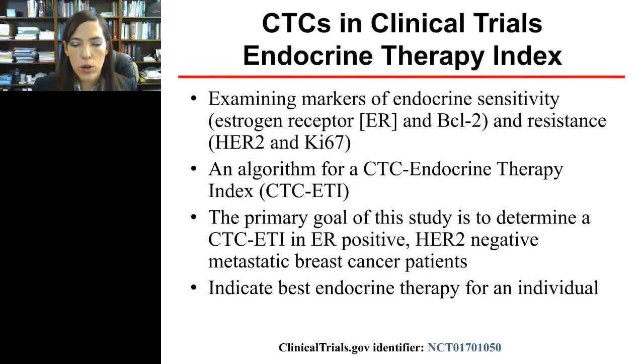Another example, this one's currently ongoing, is looking at an endocrine therapy index. In this study, they're examining markers of endocrine sensitivity and resistance, and they've come up with an algorithm to predict the endocrine therapy index, or ETI. This is for patients that have ER-positive, HER2-negative metastatic breast cancer. The goal of this study is to provide the best endocrine therapy for an individual based on their circulating tumor cells.